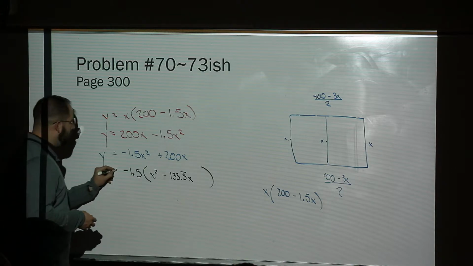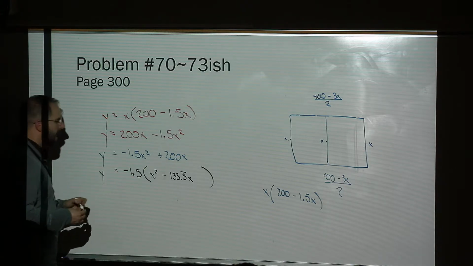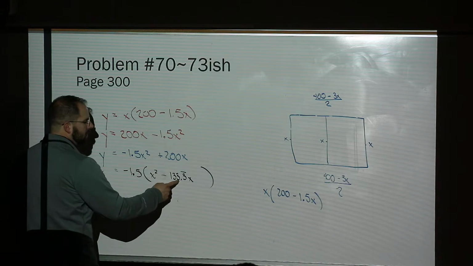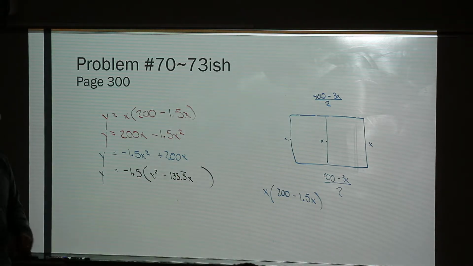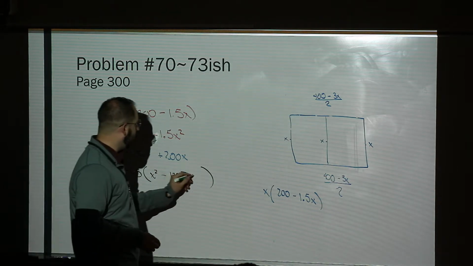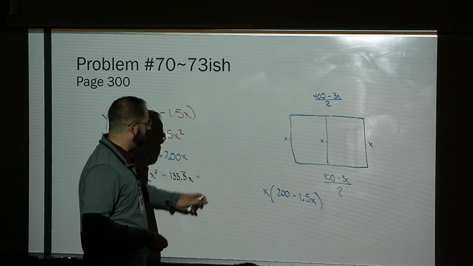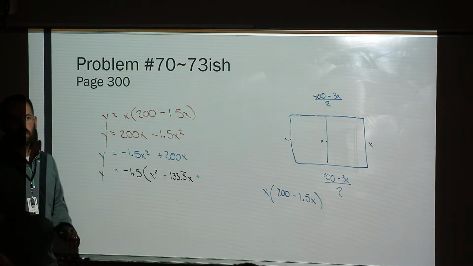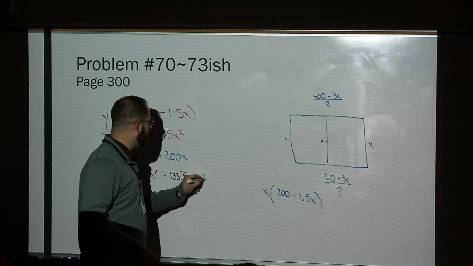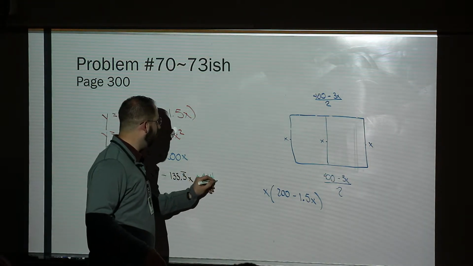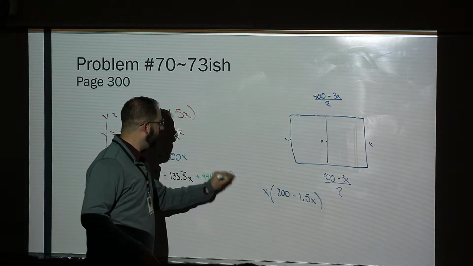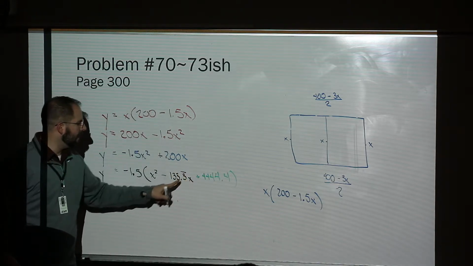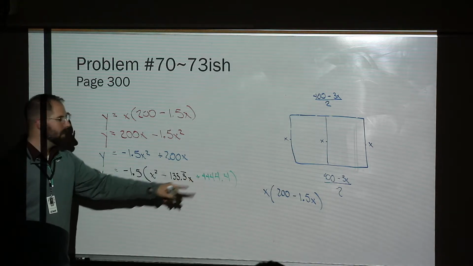Okay. All right. Now, complete the square. Half the middle, square. So half of 133.3, and we square it. What do you get? Say again? 4,444.4. Yeah. Okay, all right. And is that the number that you get when you take half the middle and you square it? All right, that seems okay.